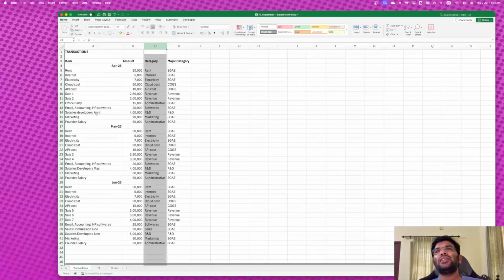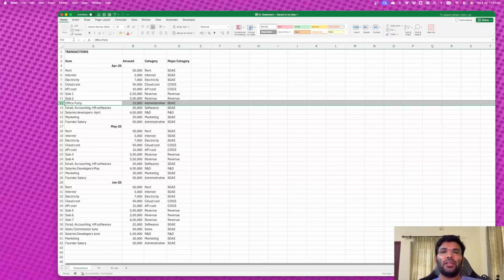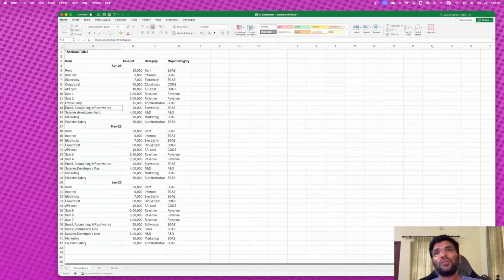Items like the rent, internet, electricity are straightforward. Where we see a bit of technicality is, let's say you do an office party. What does that expense go into? Is it entertainment? What exactly is this? People typically put it under administrative expenses because it's part of running your office. The email and HR software that we talked about typically fall under software that you pay for. You can call it software in category.